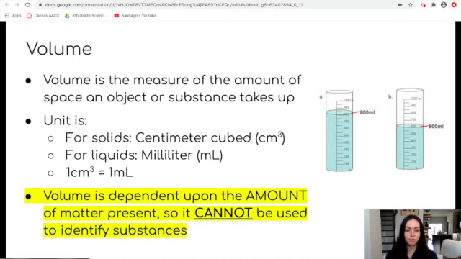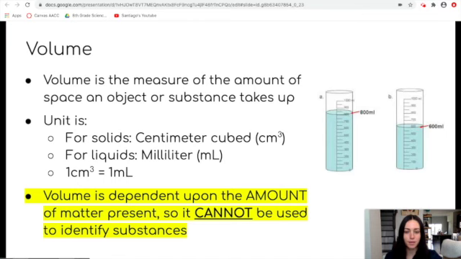Now, this may seem confusing, but I have one easy conversion factor that will make this very straightforward. 1 cubic centimeter is literally equal to 1 milliliter. So the conversion is a 1-to-1. If you have a measurement in cubic centimeters and you want it in milliliters, all you need to do is change the unit because, again, it is a 1-to-1 conversion. Similar to mass, volume is also dependent upon the amount of matter present. For that reason, it also cannot be used to identify substances.